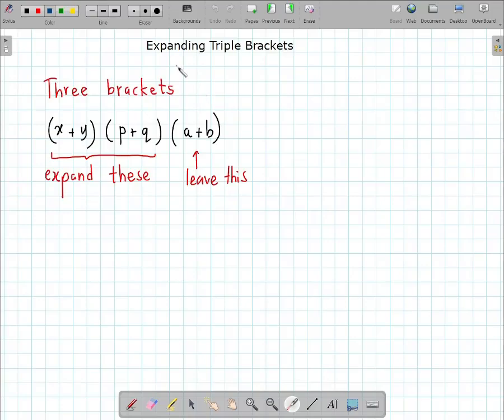Hi, today we are going to talk about expanding triple brackets, that is three brackets. So I have taken x plus y times p plus q times a plus b. So what are we going to do here? We are going to take two brackets and expand. Then finally that answer we are going to multiply with the other bracket.